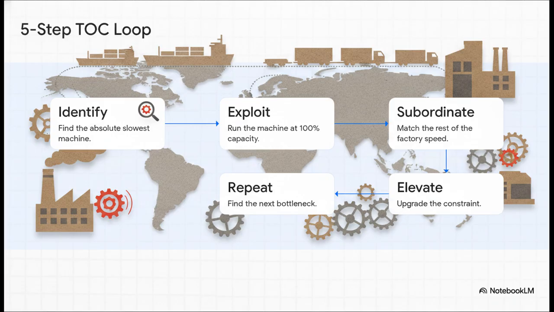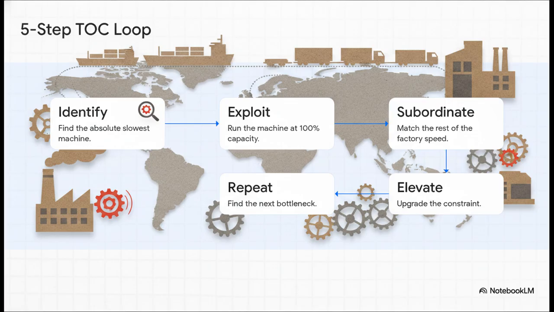Step 1, identify the constraint. You got to find the absolute slowest machine or process in your network. Step 2, exploit it, meaning make sure that specific machine is running at 100% capacity and literally never stops working. Step 3, subordinate everything else. Actually, slow down the rest of the factory to match that one machine's exact speed, otherwise you're just going to build up this massive pile of unfinished inventory.